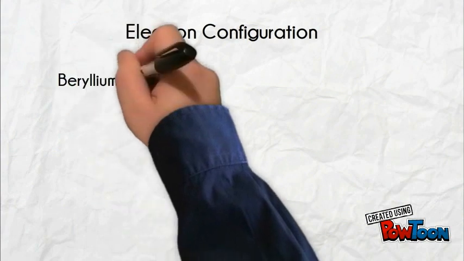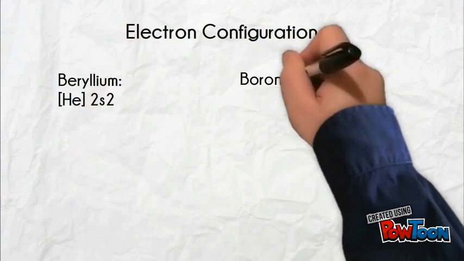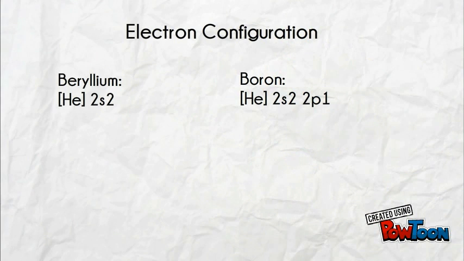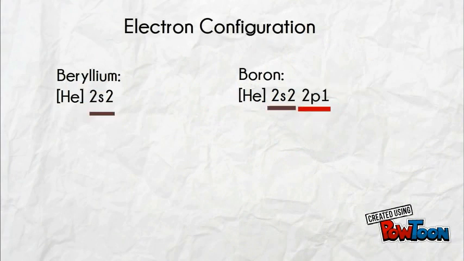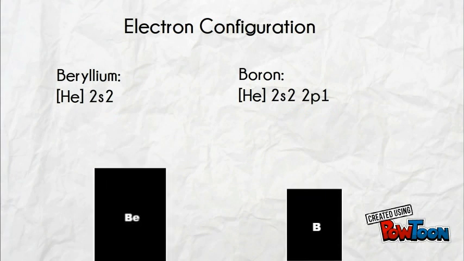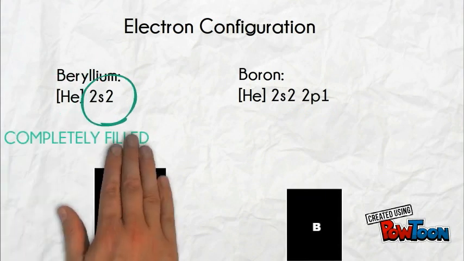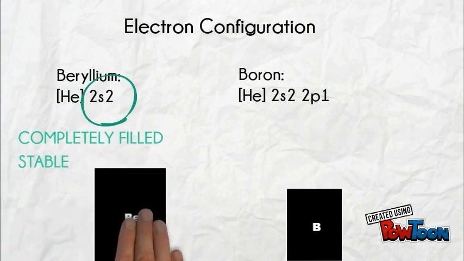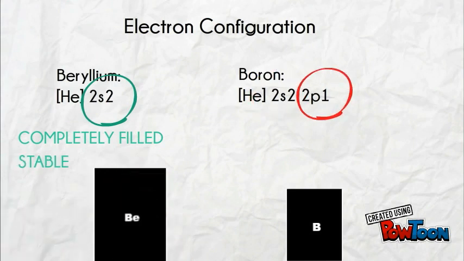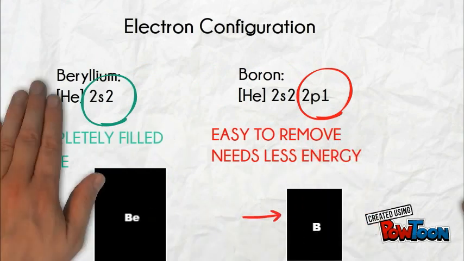Beryllium's electron configuration is He 2s2, compared to boron, which is He 2s2 2p1. Boron has one more valence electron than beryllium, which is in the p subshell. The p subshell has slightly more energy than the s subshell, which means that it will be easier to take electrons away from. Another reason for boron's lower ionization energy is that beryllium's s subshell is completely filled and fairly stable, while boron's p subshell contains one electron, which will be easier to remove and will require less energy.